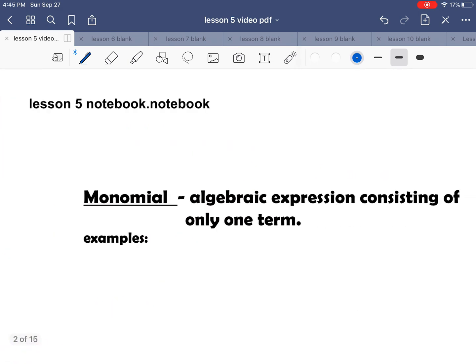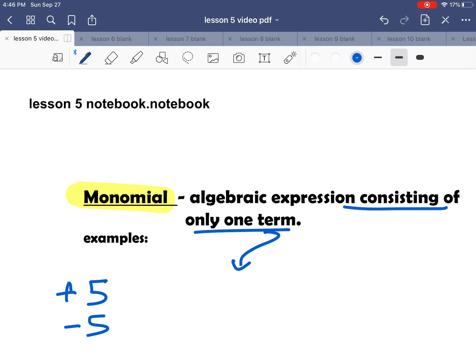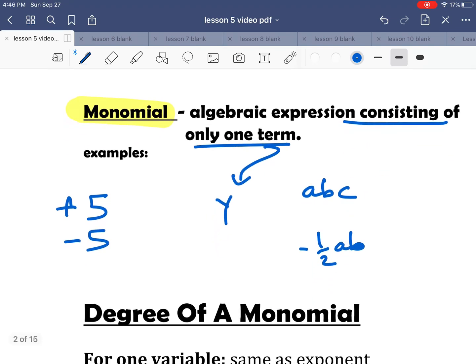Next page. My last definition for this lesson is monomial. That just means that you are talking about an expression that consists of only one term. We already talked about terms. We just did that, right? That means it could be a number by itself, positive or negative, doesn't really matter. It could be a fraction or decimal. It could be a letter by itself. It can be a combination of letters together, or it can actually be a number with variables. So those are all the different kinds of terms there are.